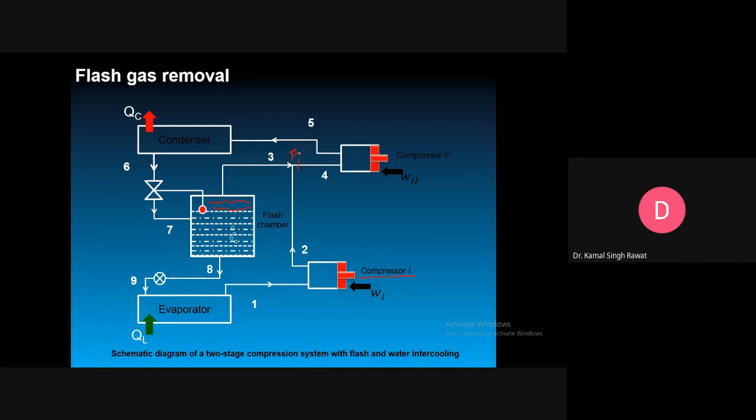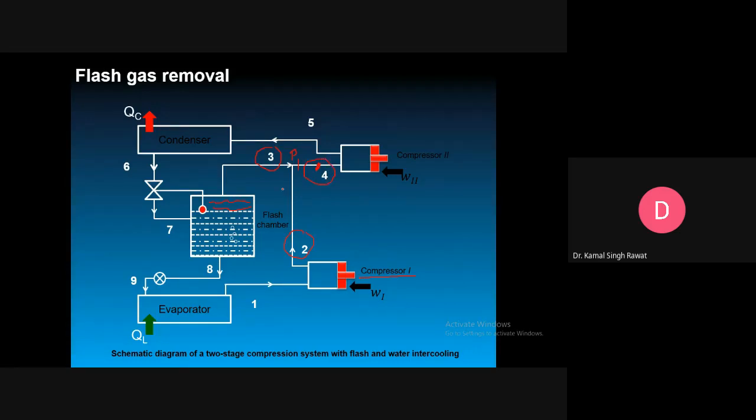Now in the flash chamber, we separated the liquid and vapor. So the vapors are also at intermediate pressure. These vapors coming out from the flash chamber are mixed with the vapors coming out from the compressor, and we reach a state of 4. So this is state 4. The outlet of the compressor first is 2. The outlet of the flash chamber is 3. And after the mixing, it becomes 4.